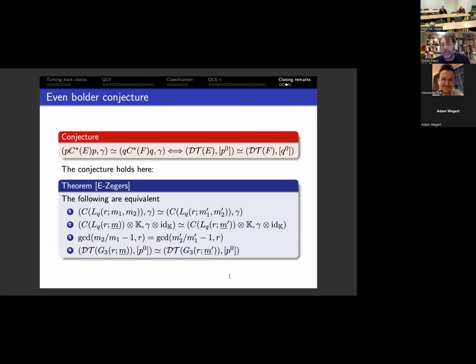Sorry to interrupt you again, but I'm really confused by this notation. What do you mean by the class of something with subscript 0, superscript 0? This is a projection in the C-star algebra, so it defines a K0 class. Okay, so just take the K0 class of this particular projection. Yes. And this superscript 0, can you remind me again what it refers to?